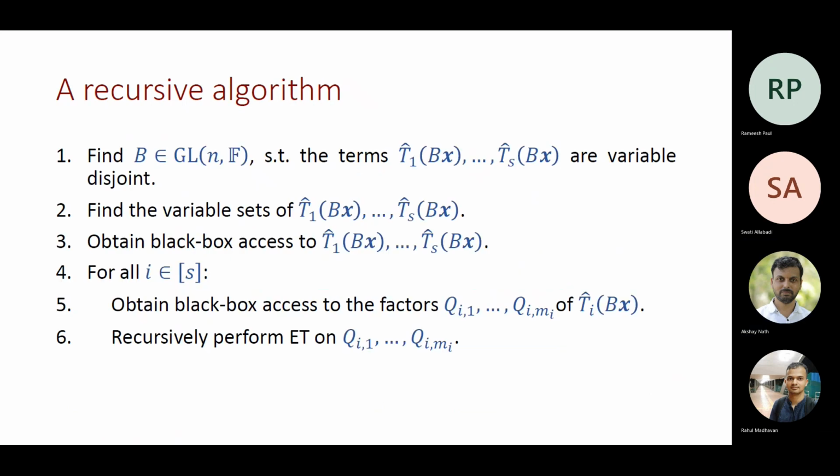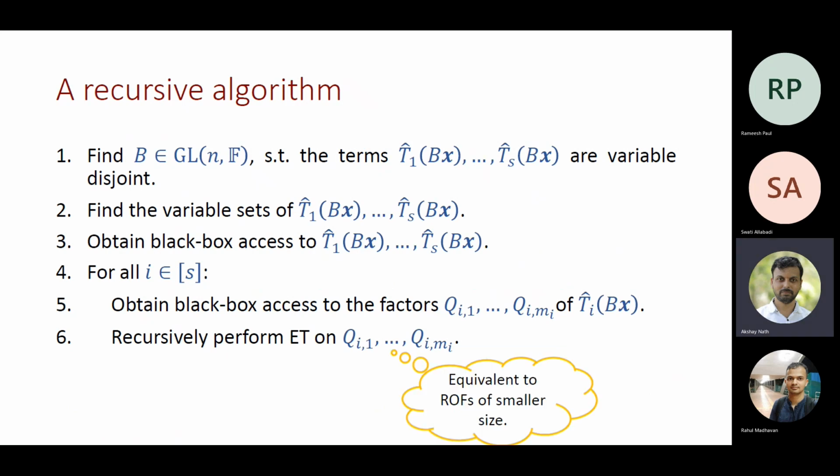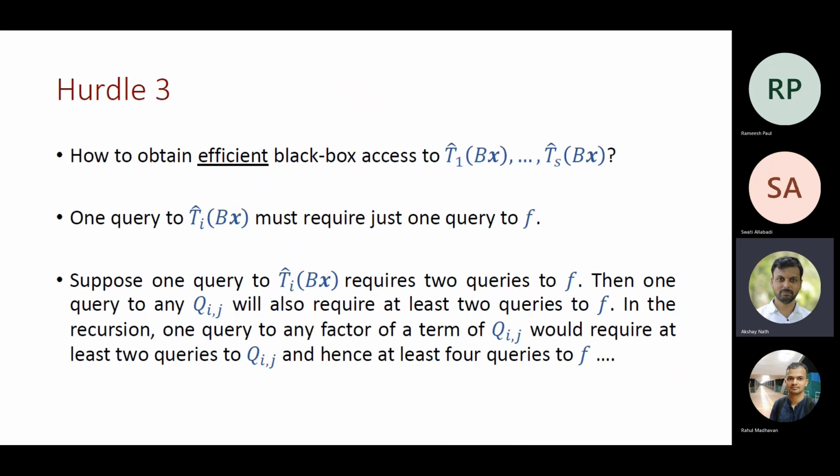And once we have found Oracle access to the factors, we can just perform ET on the factors because these factors are equivalent to ROFs of smaller size. So this recursive algorithm constantly reduces the size of the ROFs, and so this strategy makes sense. It makes progress. However, there is one more hurdle, and the hurdle is the following.